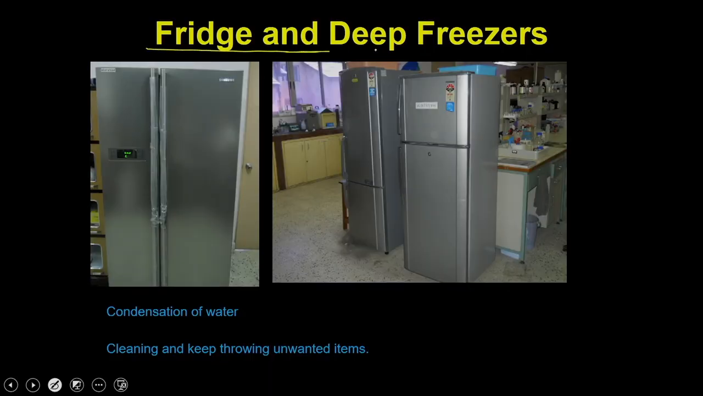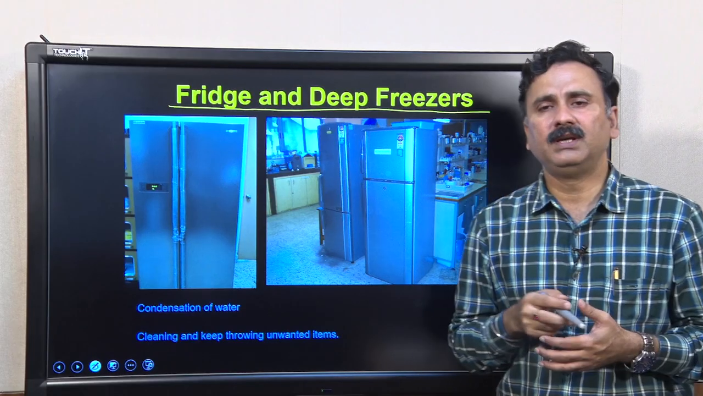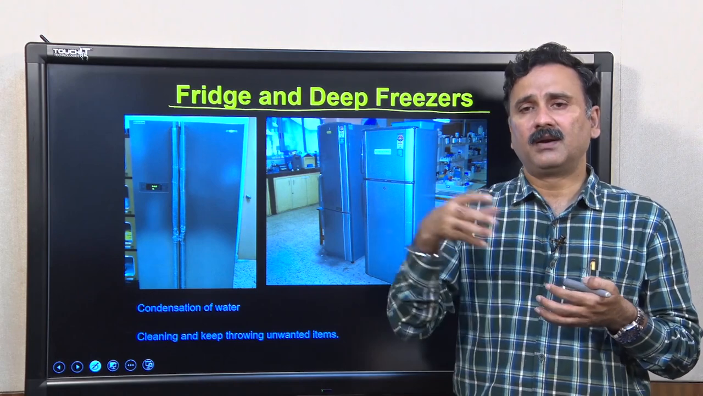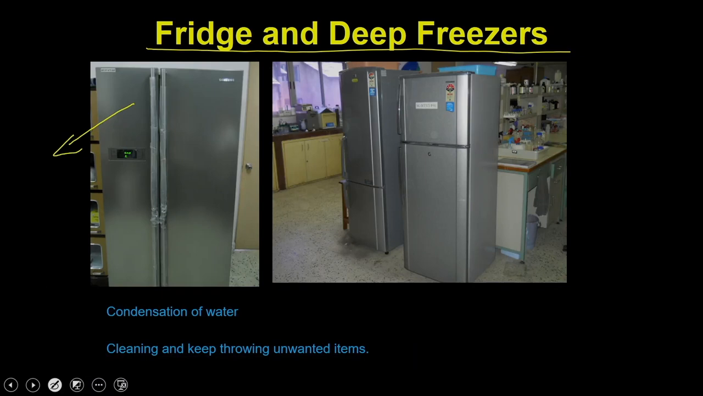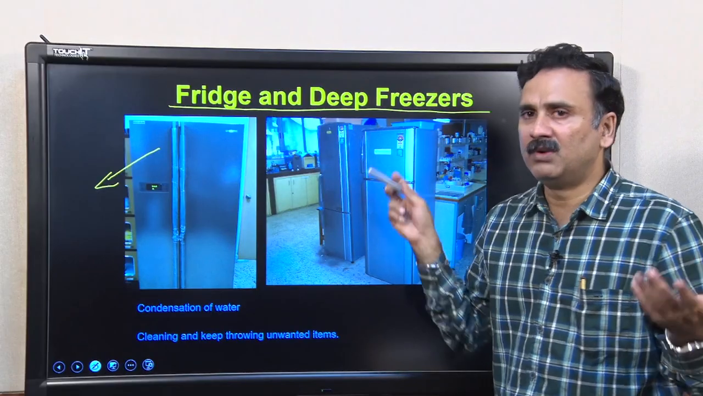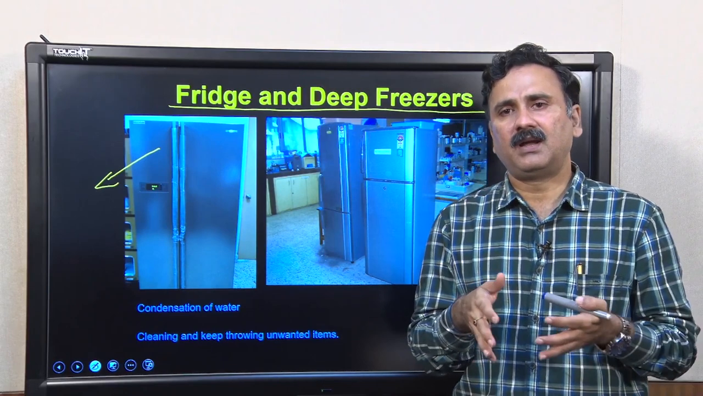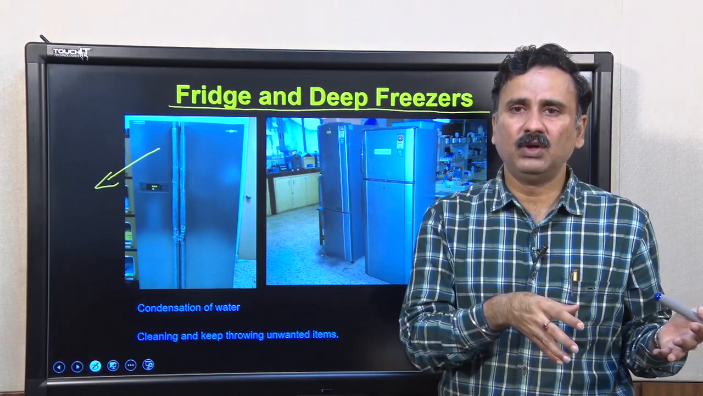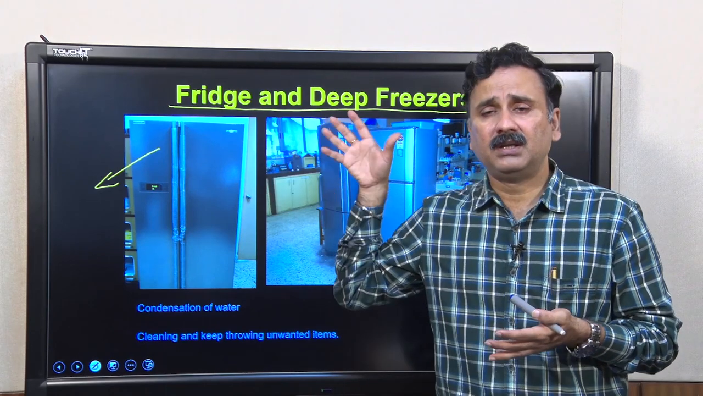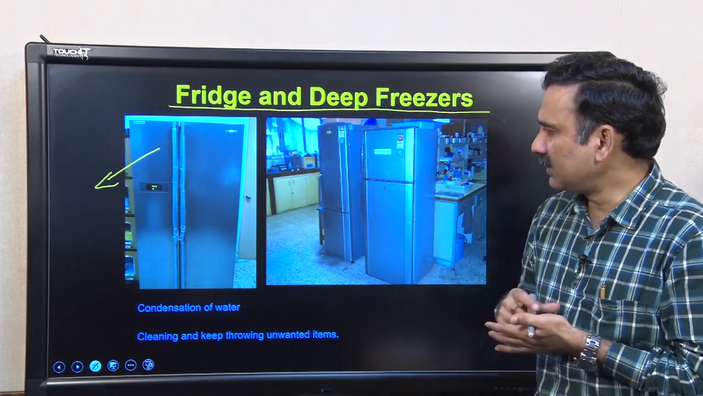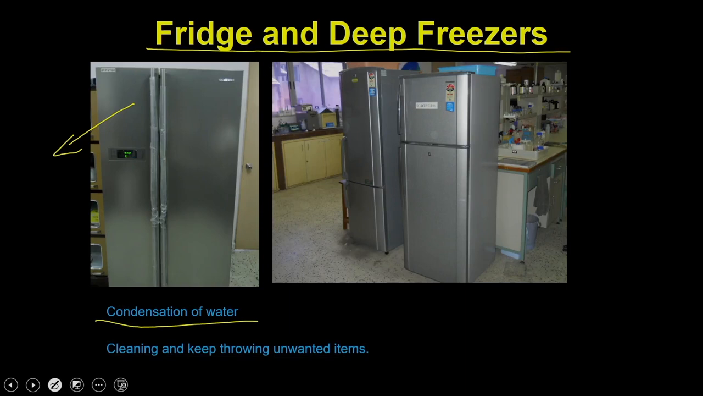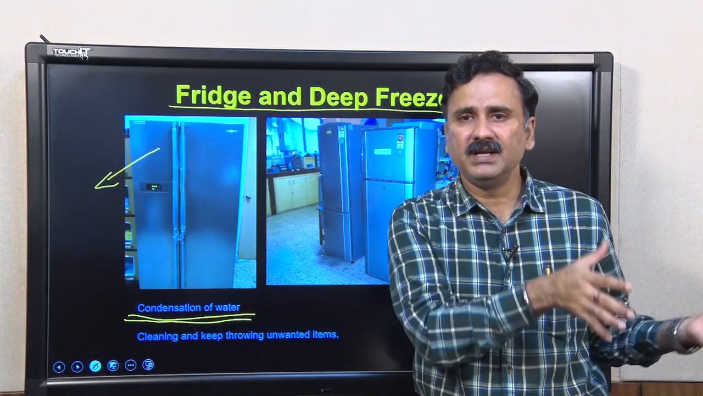Then we have the fridges and the deep fridges. The fridges and the deep fridges are connected to compressors, and these compressors run the machines so that there is a set temperature. So you can have deep fridges at -20 and -80, or you can have normal fridges. The fridge maintenance remains the same as what you do at home, except that here the frequency of opening and closing of these fridges is very high compared to your home. And every time you open the fridge, there is going to be condensation of water because the fridge is cold but the outside air is hot.